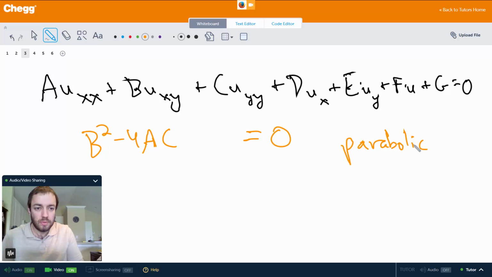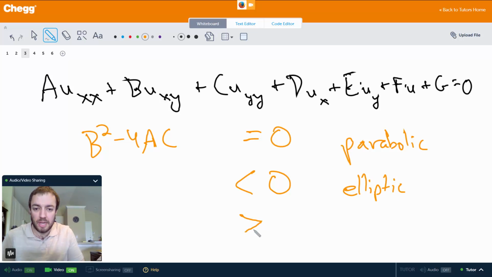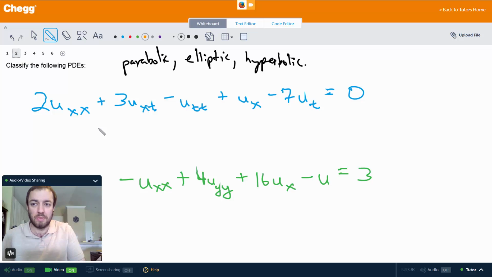If b squared minus 4ac is less than 0, then the equation is elliptic. And finally, if b squared minus 4ac is greater than 0, the equation is hyperbolic. All right, and there are various properties associated with each of these specific types of second-order linear PDEs, and we don't want to talk about those too much in this video. We're just going to talk about how to classify the equations.